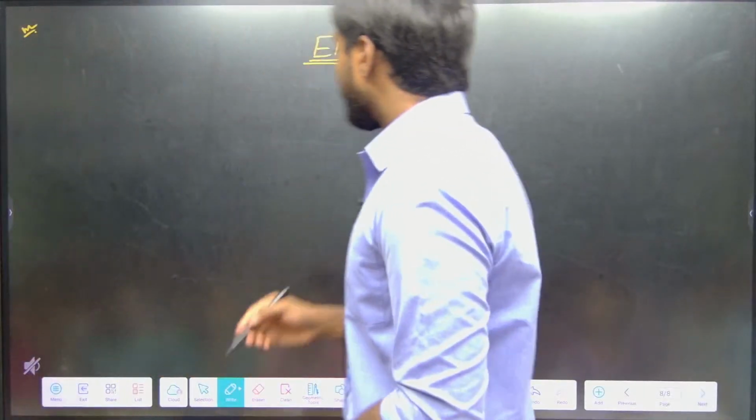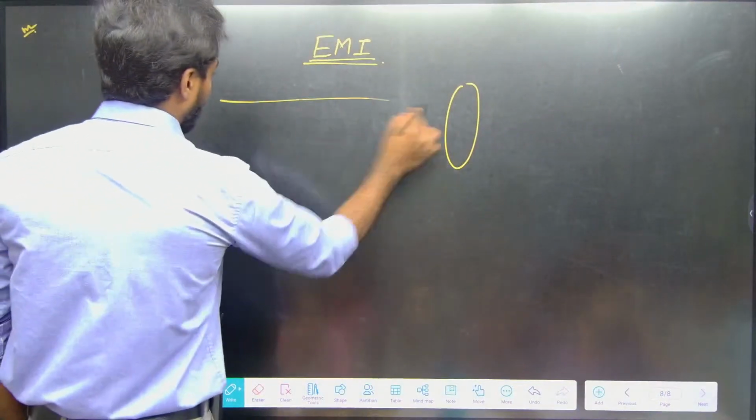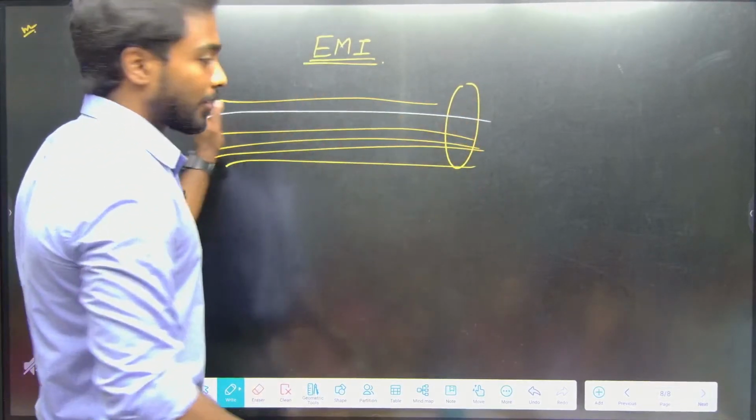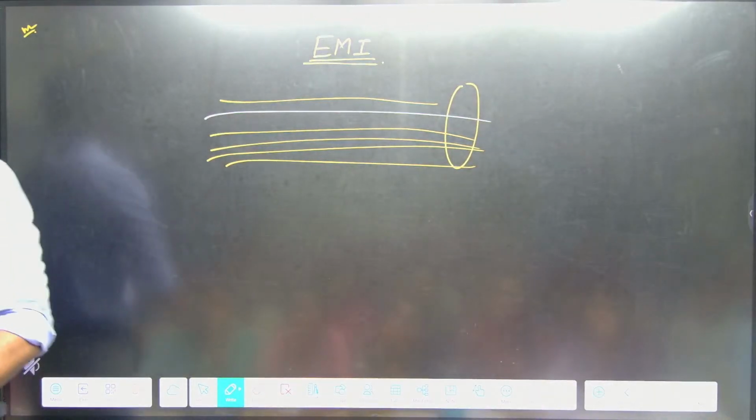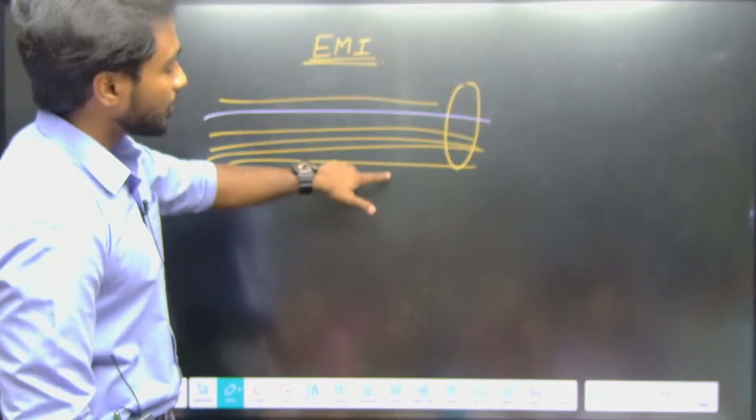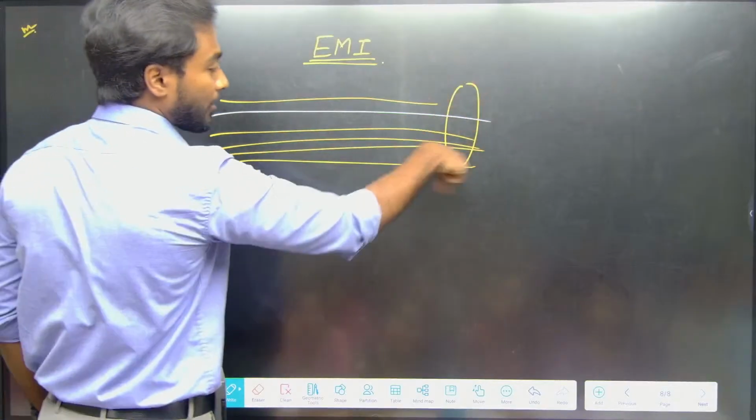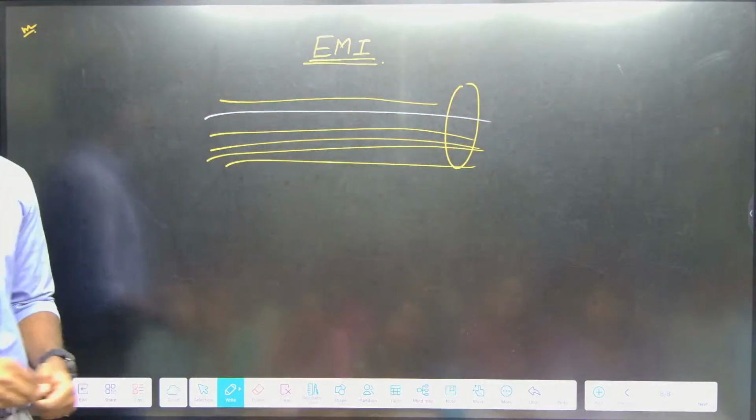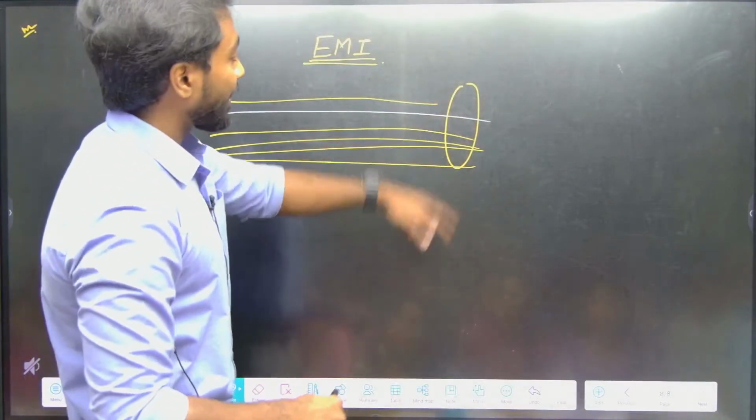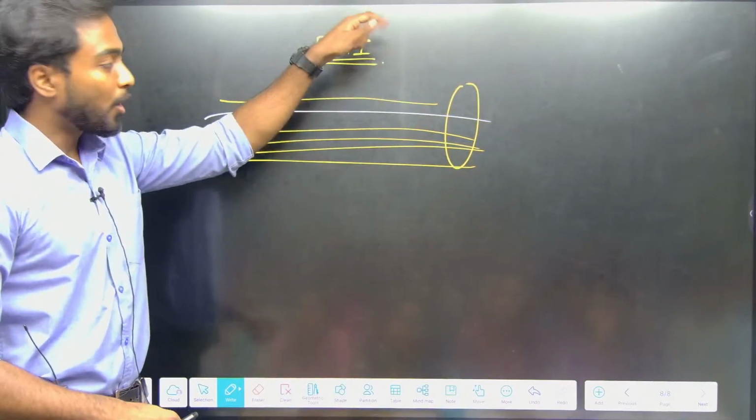For example, this is my conductor, and some magnetic fields are flowing like this. If I move my conductor left and right, will the magnetic field change? Let me count how many field lines are here: 6 field lines. If I move the ring, the conductor, to left and right, will the magnetic field change? No. So I need to change the magnetic field. Either I can move it top and bottom. From top to bottom, if I swing it, obviously the magnetic field changes.